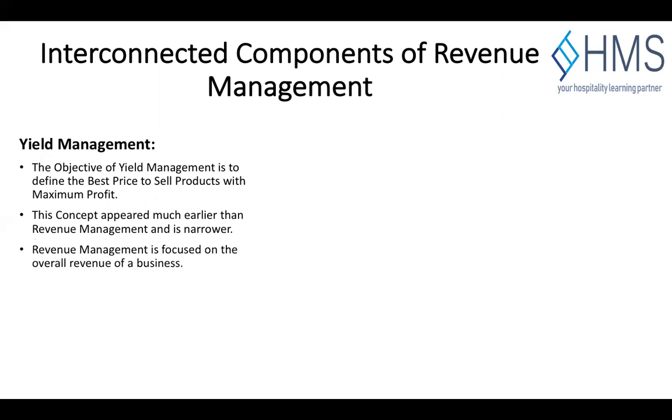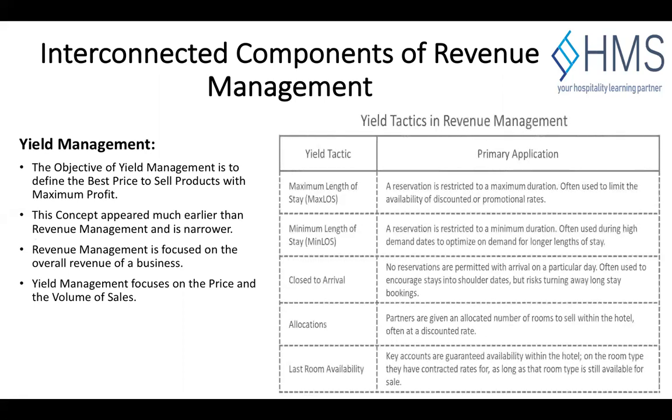Now, revenue management is focused on the overall revenue of a business, because it doesn't just consider the best price to sell products with the maximum profit, but it also considers other aspects of the overall revenue of a business. F&B areas and F&B outlets, cafes, spa and amenities, and other aspects are also considered in revenue management. Yield management focuses only on the price and the volume of sales. Now, there are several yield tactics in revenue management, in its most basic fundamental application.